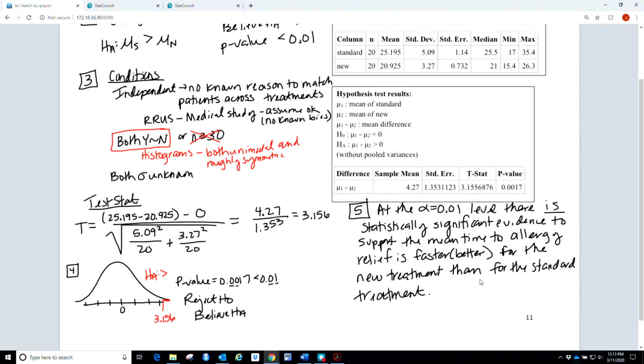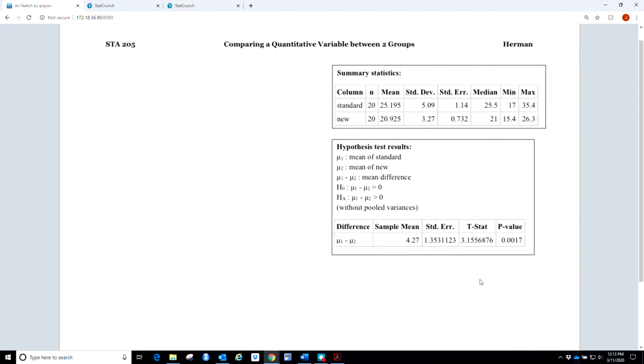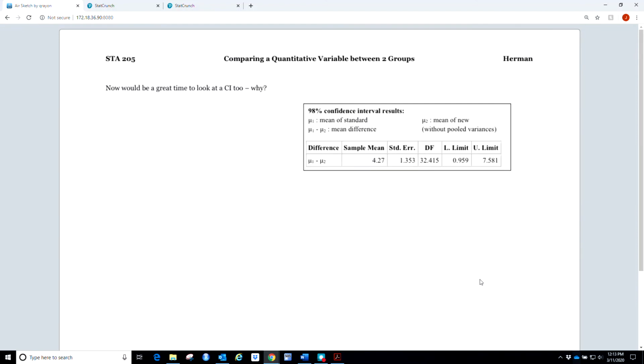What do you think now? So is it worth the extra $20? That's not really maybe a question I know the answer to yet. Yeah, it's faster. But something I might want to know is how much faster. And so that's why it might be great to look at a confidence interval as well. We know it's quicker, but how much quicker is it?